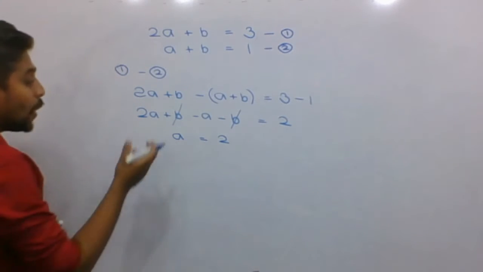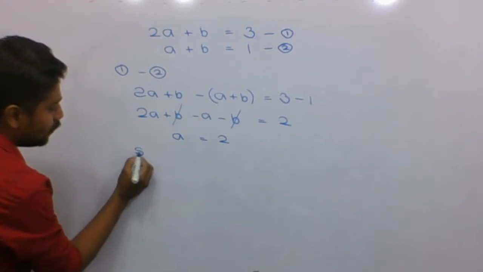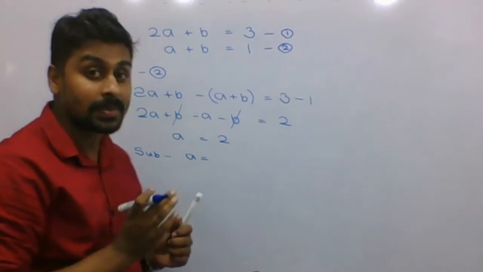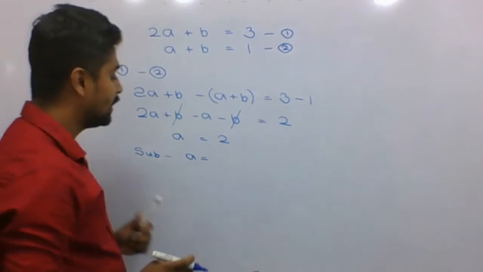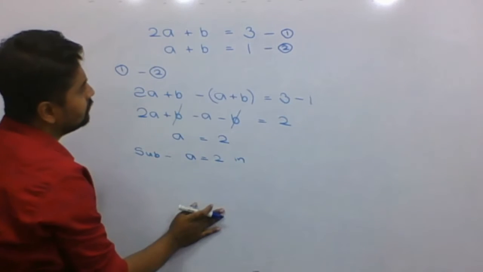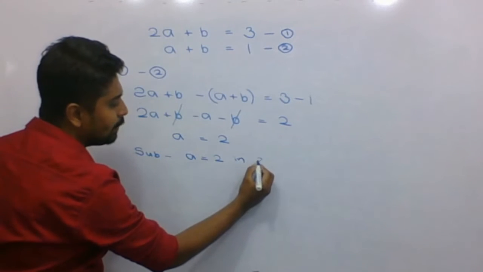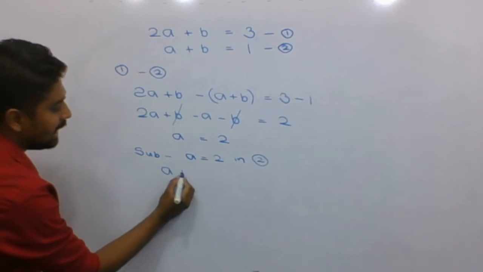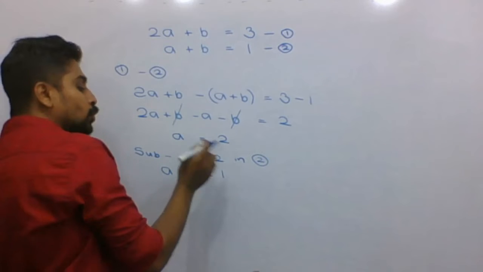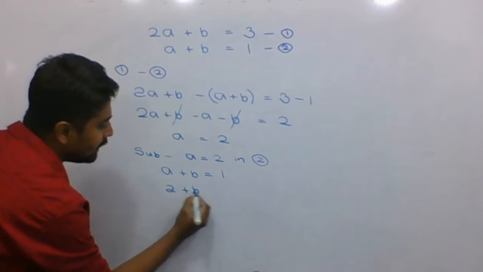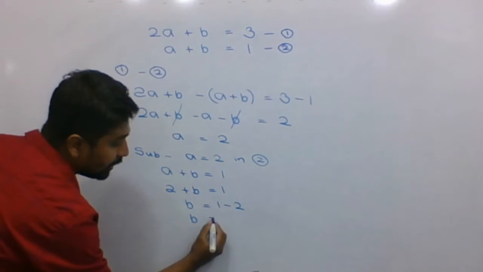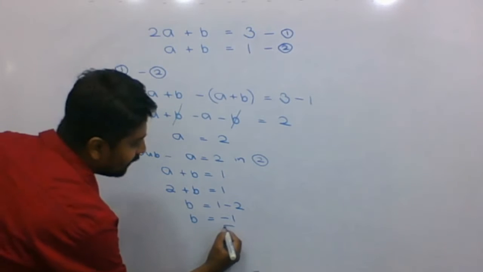Very easy one. So then how do you obtain the B value? You know that. You have to substitute A equal 2 in whichever equation. Don't write sub, you can write substitute. Let's do it in the second equation, it is the simple one. We know that A plus B equal 1. Instead of the A, I substitute 2 here. So 2 plus B equal 1. So B equal 1 minus 2. So the final answer is B equal minus 1. Very easy.